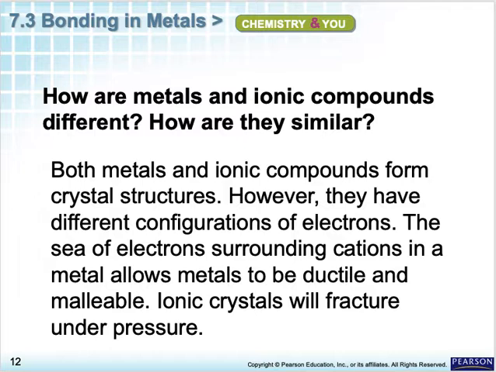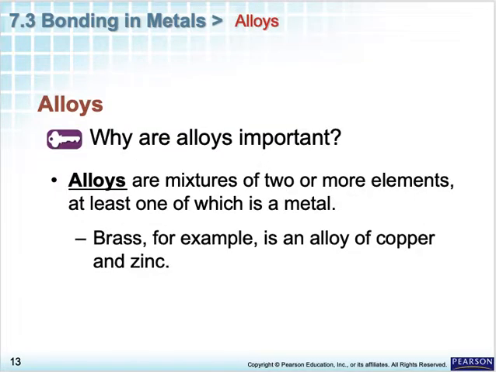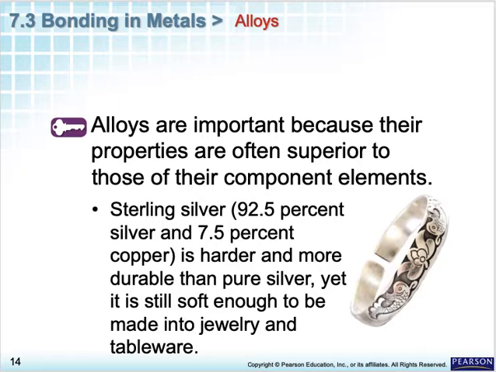And if you don't know what brittle means, you need to make sure you have a definition of that. Alloys. Why are alloys important? Alloys are a mixture of two or more elements, one of which has to be a metal. And so you're going to need to know several. These aren't your Easter eggs, but I do want you to know the alloys of brass, and that is copper and zinc. You'll also need to know sterling silver.